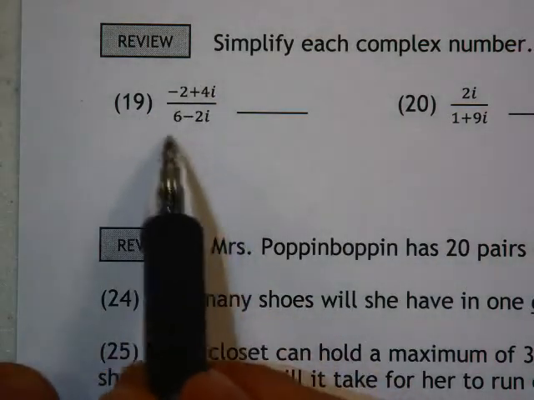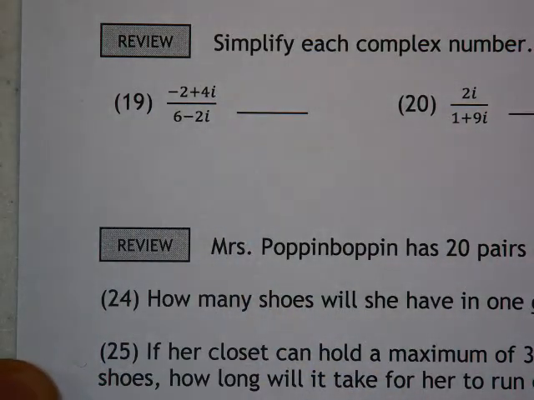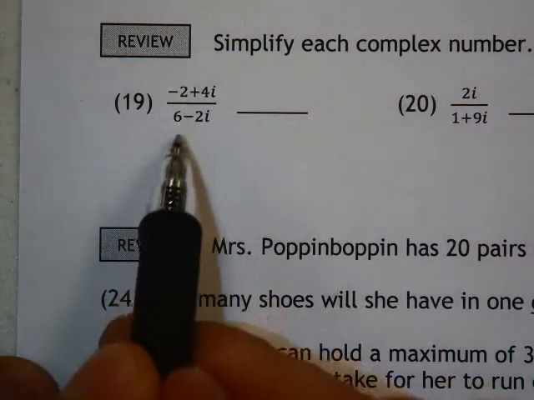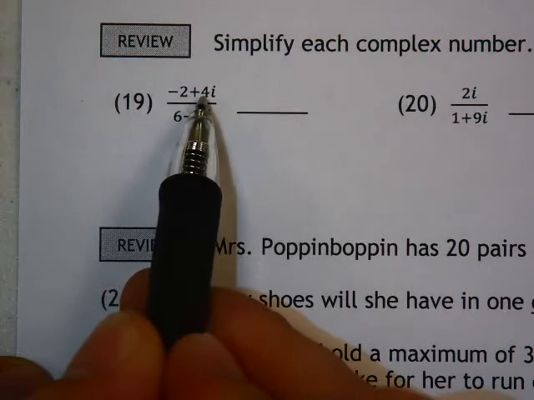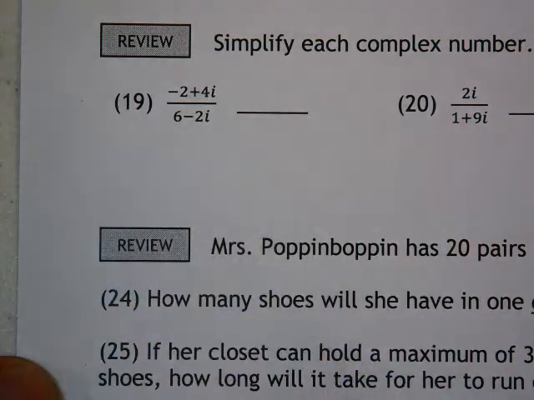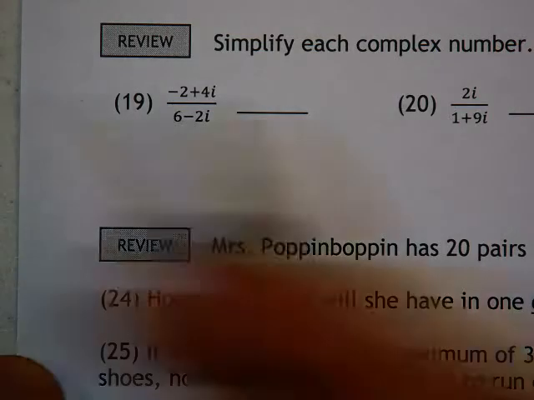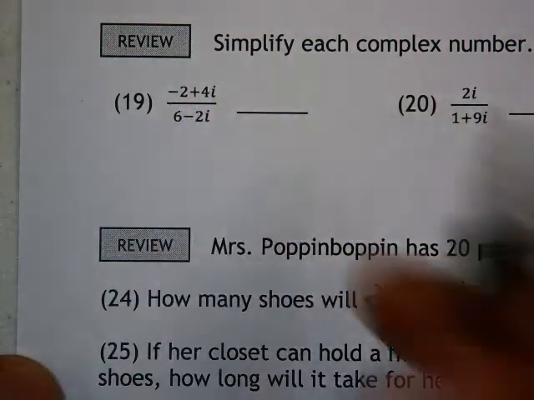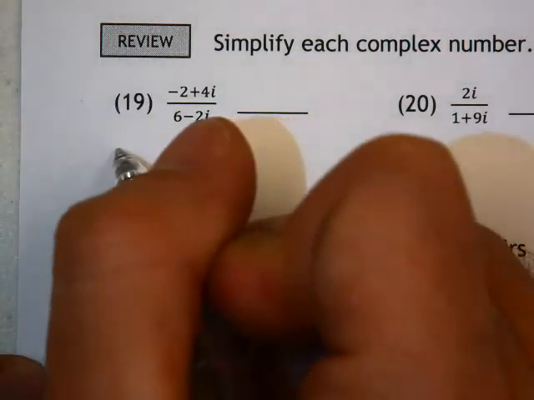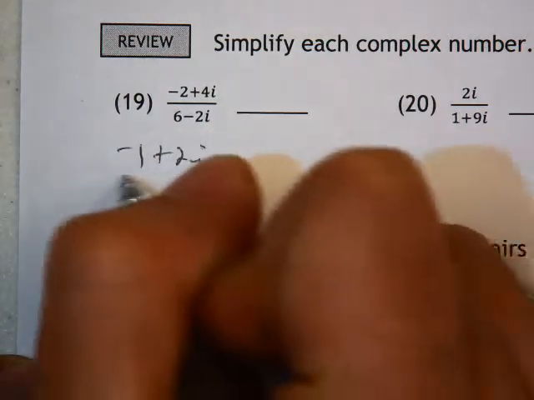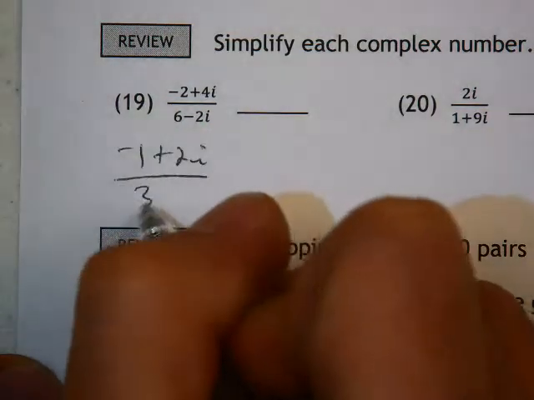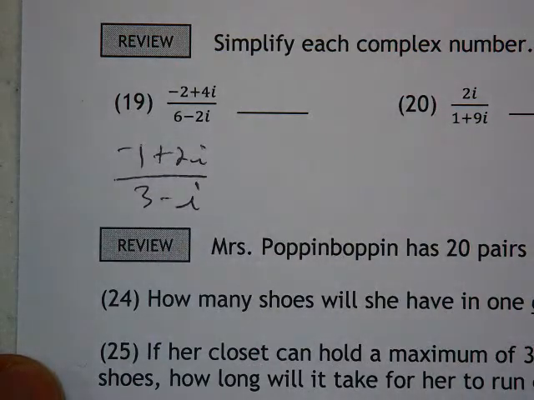One trick here, before we go through all the work, always check and see if you can reduce. I notice that in this fraction I have a negative 2, positive 4, positive 6, negative 2. 2 goes into all of that stuff, so this is going to make it a lot easier. I'm going to divide everything by 2. Divide the top by 2, I get negative 1 plus 2i. Divide the bottom by 2, I get 3 minus i. Now simplify the fraction with the imaginary on the bottom.